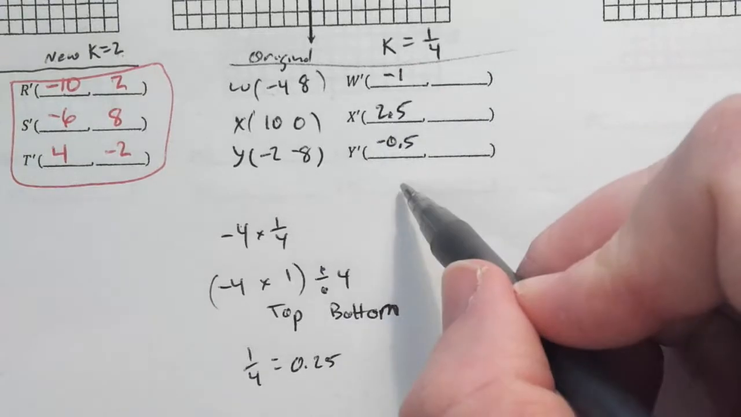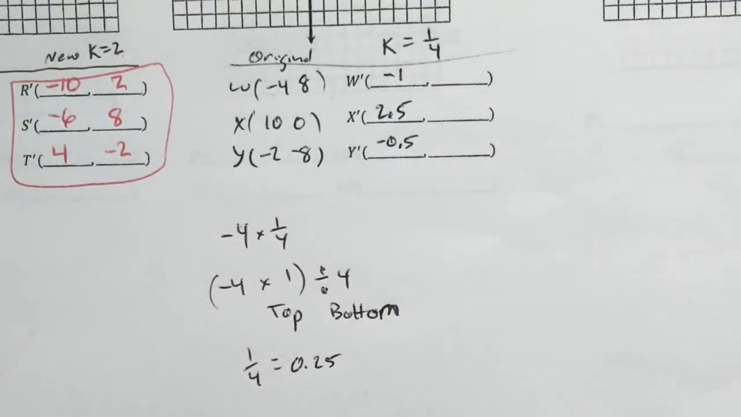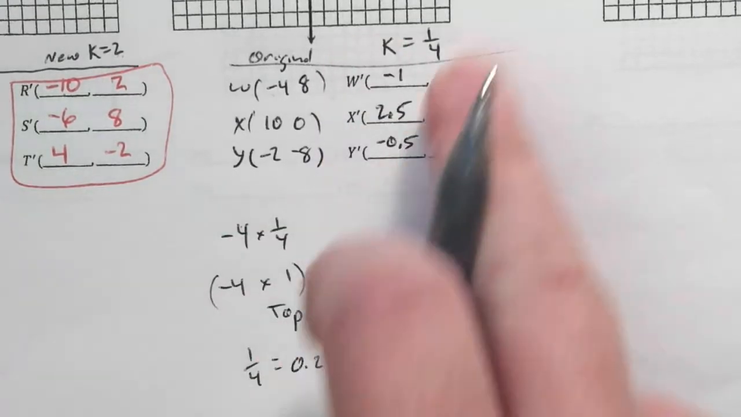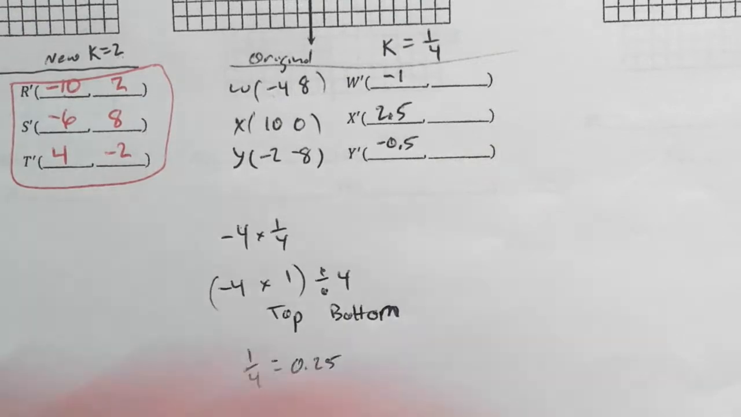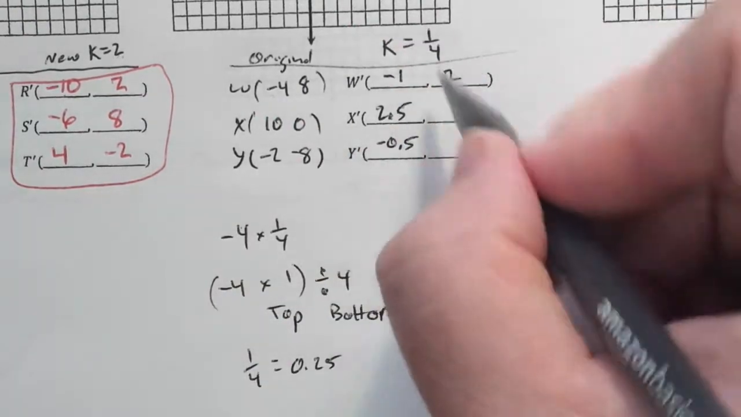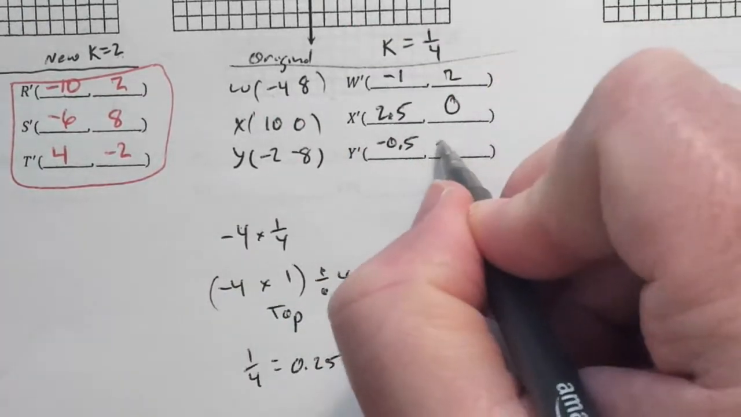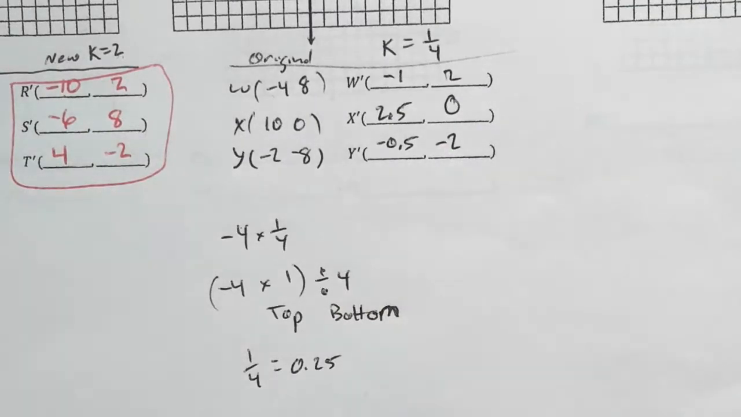So notice I'm doing all the X's first, and now I'm going to do all the Y's. It's a good habit to have, for a good reason that you don't care about right now. Just get into that pattern. Do all your X's first. Now let's do all your Y's. 8 divided by 4, we get 2, 0, and a -2. So that should be your answer.